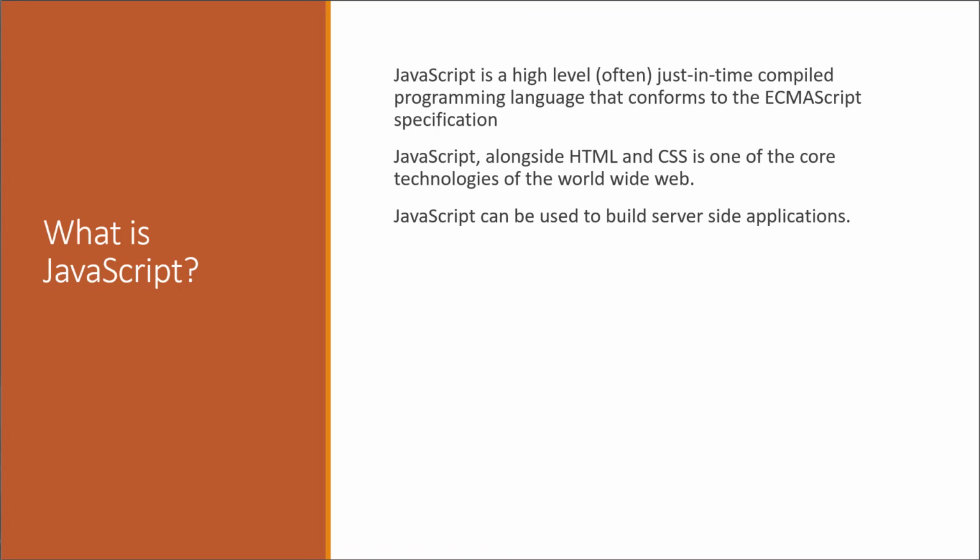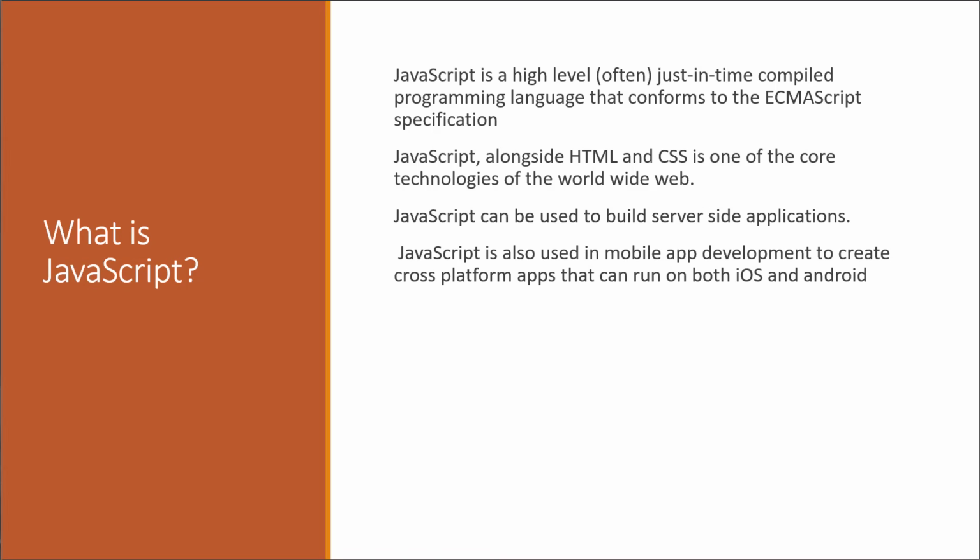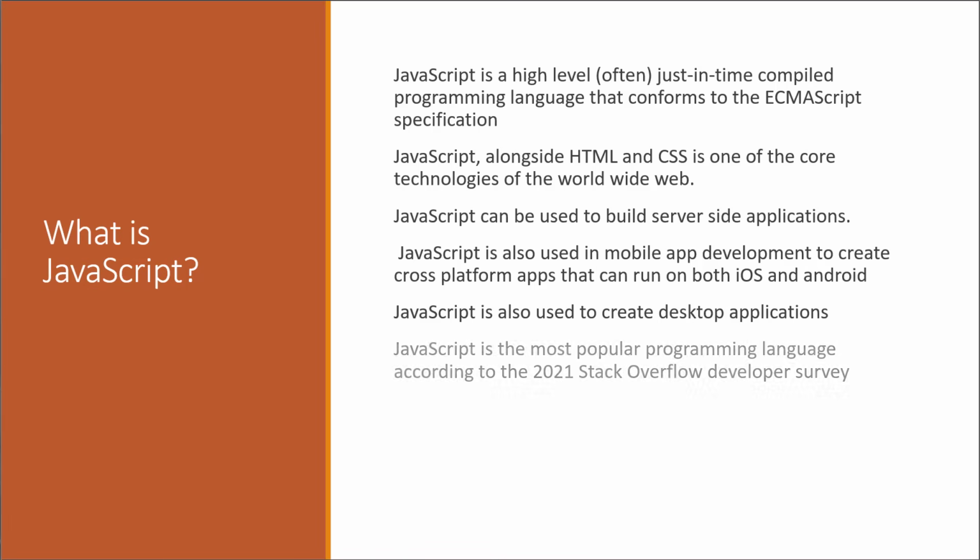But it doesn't stop at that. JavaScript is also used in mobile app development to create cross-platform apps that can run on both iOS and Android, and it is also used to create desktop applications. It is no wonder that JavaScript is the most popular programming language according to the 2021 Stack Overflow Developer Survey.